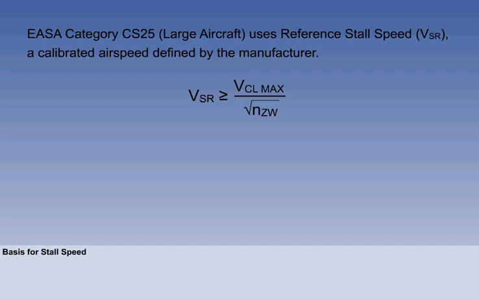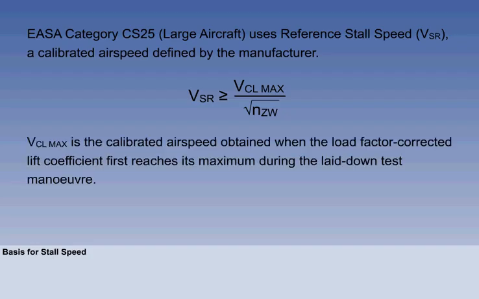VSR is a calibrated airspeed defined by the manufacturer, and may not be less than a 1G stall speed. It is expressed in formula form as being equal or greater than VCL max over the square root of NZW, where VCL max is the calibrated airspeed obtained when the load factor-corrected lift coefficient first reaches its maximum during the laid-down test manoeuvre. In addition, if the aircraft is fitted with a stick pusher, a stall prevention device described in the next section of the lesson, VCL max may not be less than the speed at which the device operates.